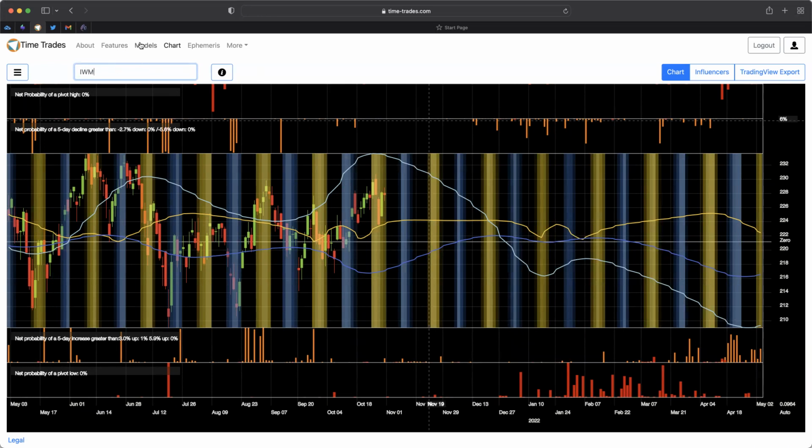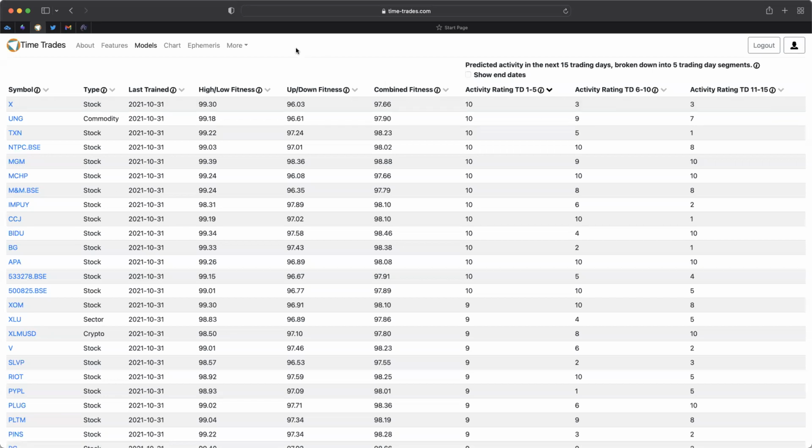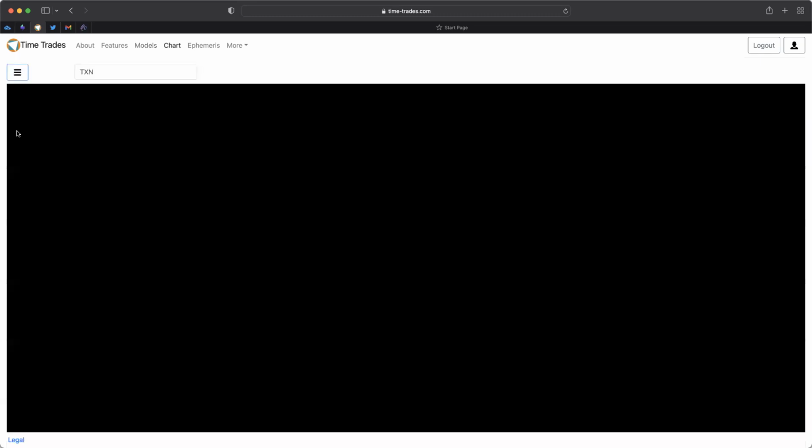So I'll close out today's video with a quick review on the models page, and I have clicked on the activity rating for the next 1 to 5 trading days. There's some interesting looking opportunities here, one of which is Texas Instruments. So let's take a look at Texas Instruments, TXN.